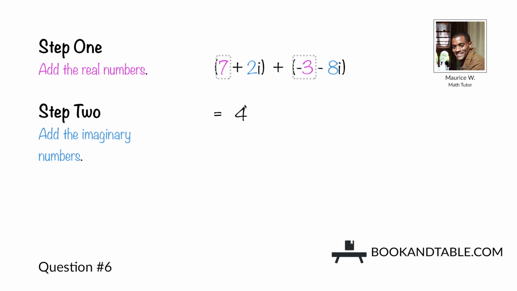Step 1, add the real numbers. 7 plus negative 3 is equivalent to 7 minus 3, which would be positive 4. The second step, add the imaginary numbers. 2i plus negative 8i would be equal to negative 6i. So the sum of 7 plus 2i plus negative 3 minus 8i is equal to 4 minus 6i.